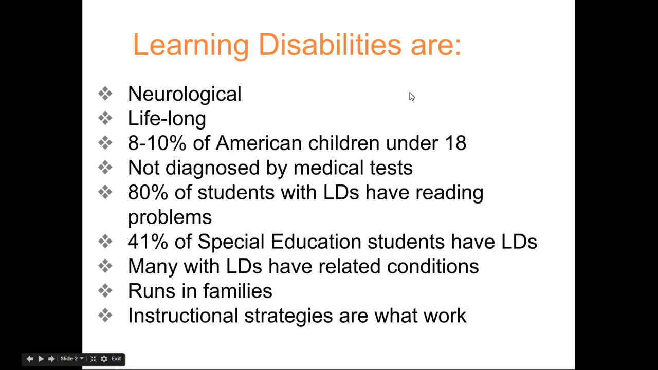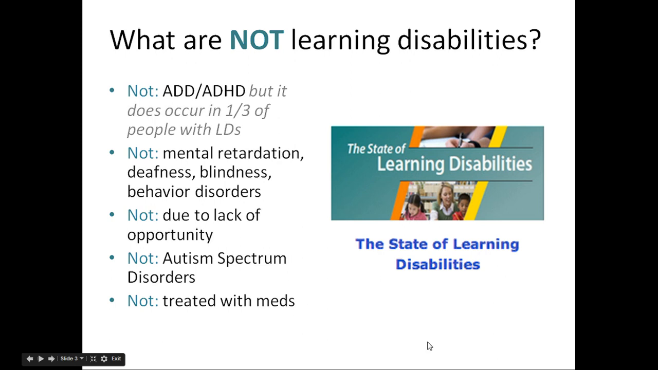Many students with learning disabilities have related conditions, and these LDs often run in families, and instructional strategies are what work best. Learning disabilities do not include ADD and ADHD, although they occur in about 1/3 of people with LD. Learning disabilities do not include students with mental retardation, deafness, blindness, or behavioral disorders. LD is not due to a lack of opportunity, and LD does not include students on the autism spectrum. LDs can also not be treated with medications.